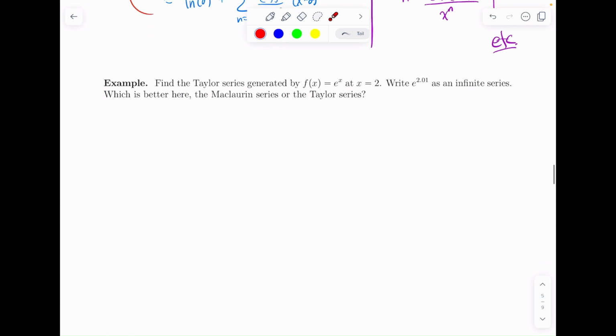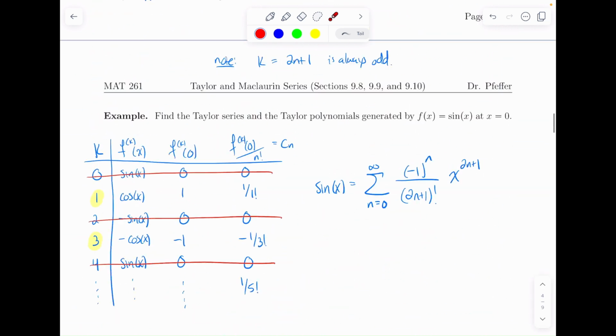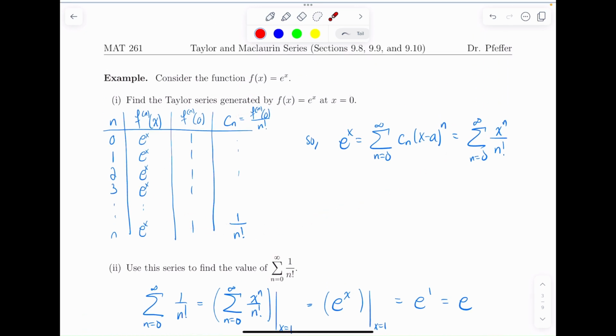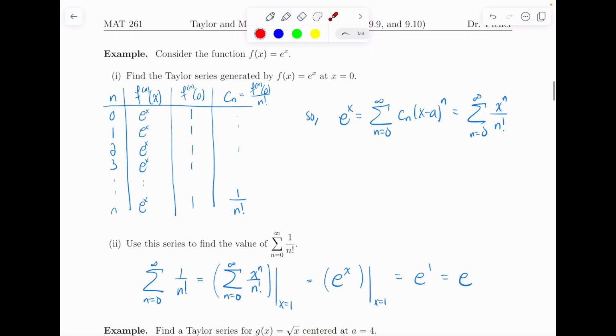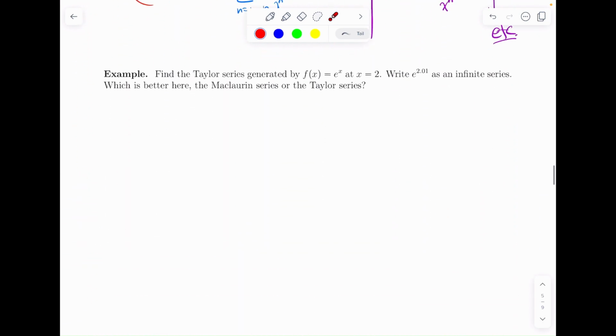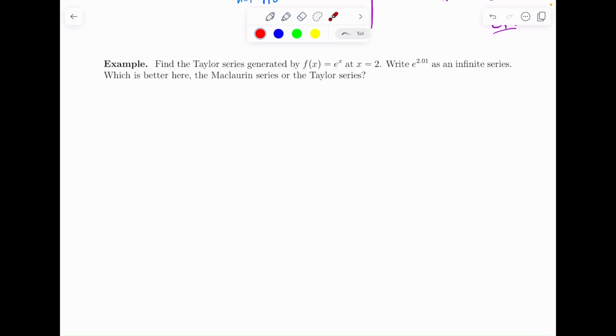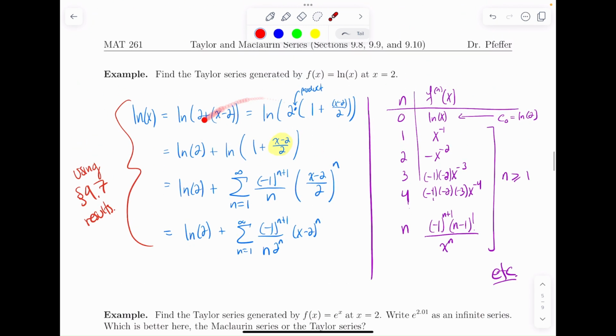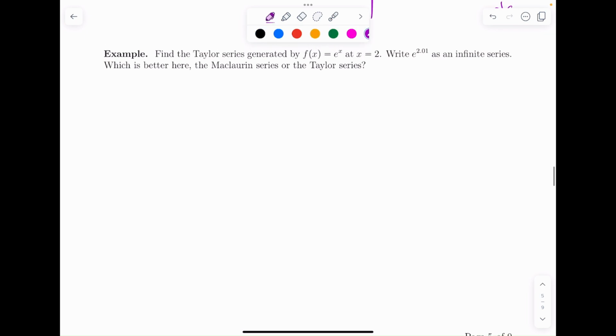Let's look at this. We have the Taylor series generated by f of x equals e to the x at x equals 2. Interestingly here, we've already talked about a Maclaurin series for e to the x right here. So this is e to the x at 0. We know that that's equal to this series, x to the n over n factorial. So if I wanted to build a Taylor series, but now centered at 2, I could build a whole Taylor table on its own. But once I know the Maclaurin, I can do algebraic shenanigans like this in order to find it. So let me show you what I mean.